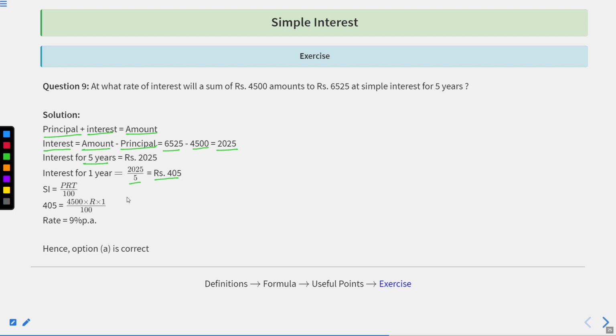So the simple interest is equal to principal into rate into time upon 100. This is the formula that we have already seen and applied to a lot of questions in the previous slides. So simple interest in 1 year is 405 and 4,500 is the principal amount. Rate is unknown, which we have to find out. Time is 1, divided by 100. So this 0 gets cancelled, and when you simplify this, you will have rate equal to 9% per annum. So the correct option here is option A.